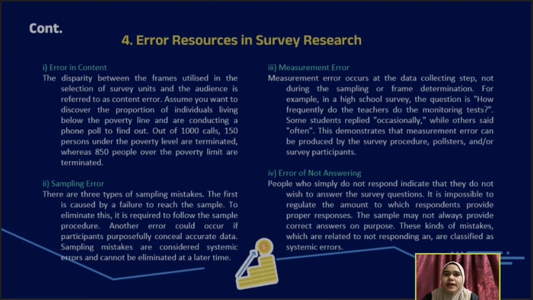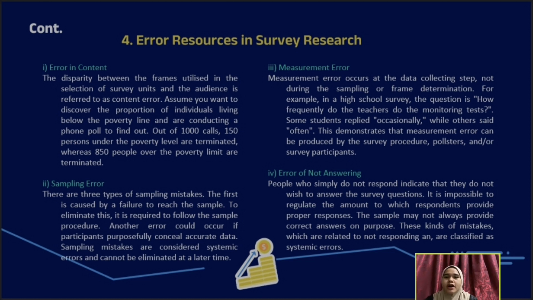Number 3, measurement error. Measurement error occurs at the data collection step, not during the sampling or frame determination. For example, in a high school survey, the question is how frequently does the teacher monitor the class? Some students reply occasionally, while others said often. This demonstrates that measurement error can be produced by the survey procedure, pollsters and or survey participants.